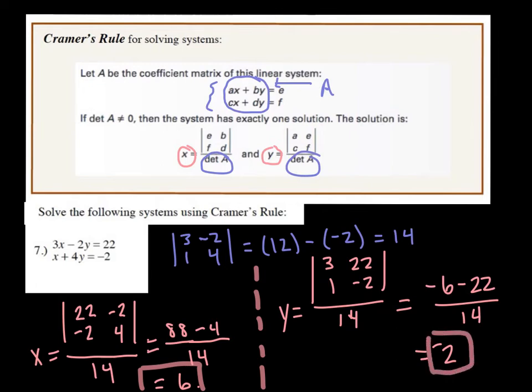So the ordered pair, or the solution for this system of equations, will be 6, -2. 6 being x, -2 being y. So, steps: find the determinant of that left side of your equation, where your x and y are. That's what you divide both equations by when you're solving for x and when you're solving for y. So let's just try another one. Let's do number 9.